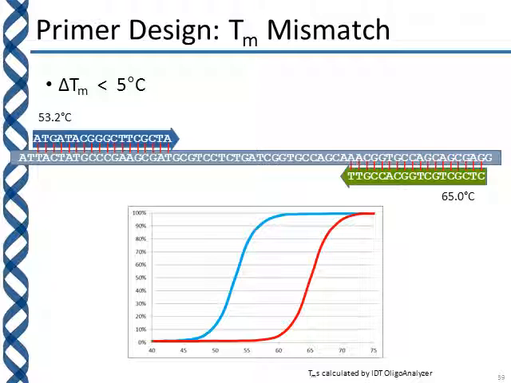So what's the big deal? Why does that matter? Well, if you were to run your reaction at the TM of the reverse primer, 50% of the reverse primer being bound means that essentially none of the forward primer has bound, because all of those molecules are in their single-stranded formations. So none of those primers can bind, which means that you won't be getting your amplification expansion, that exponential amplification that we've seen.